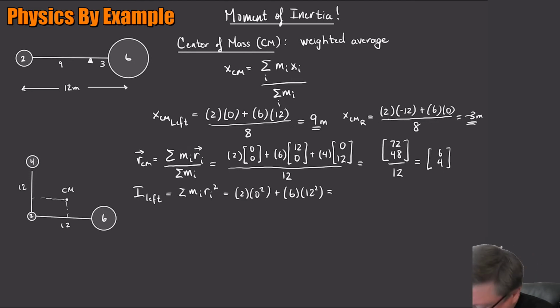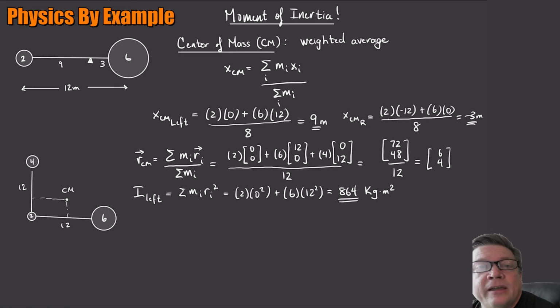And if you calculate, what is that? 144 times 6, what is that? 864. What are the units of moment of inertia? Well, it's mr squared, right? So it'd be kilogram meter squared. Not really intuitive units. Okay, there you go. So here's the moment of inertia about the left.